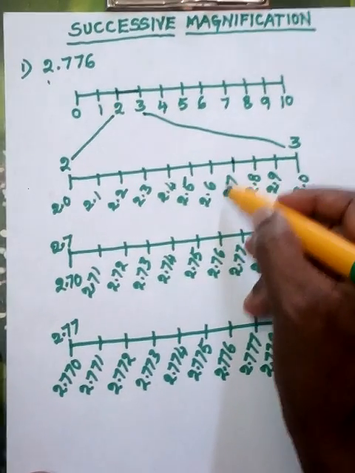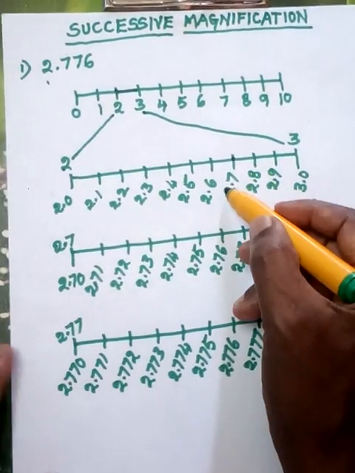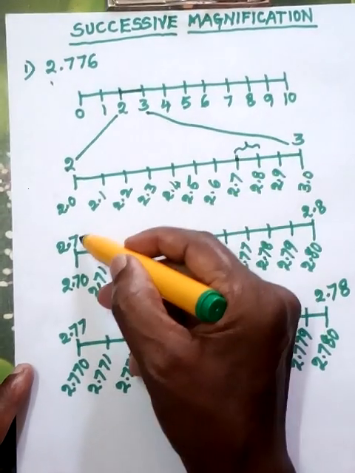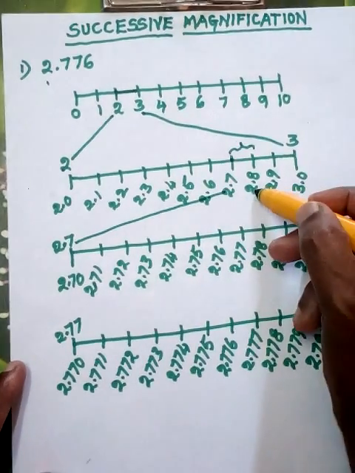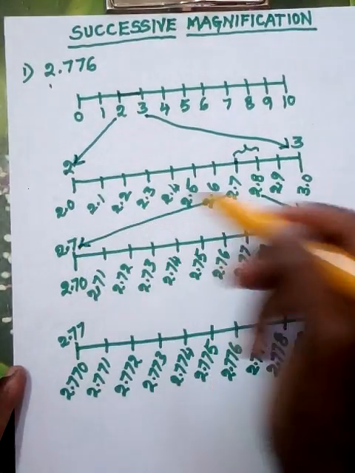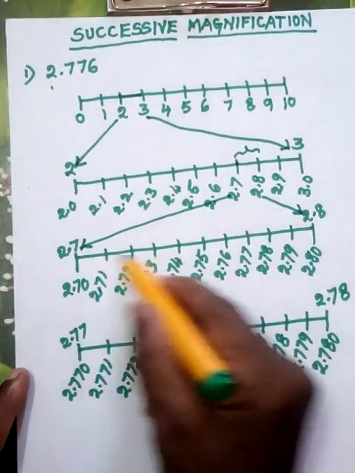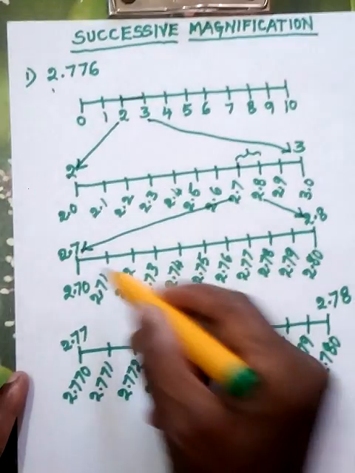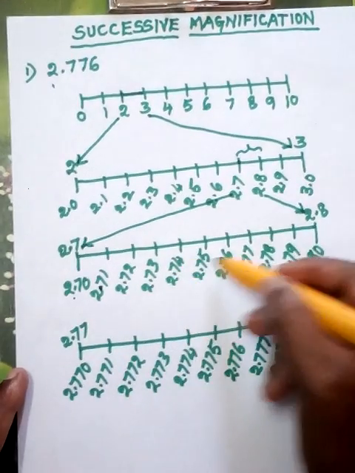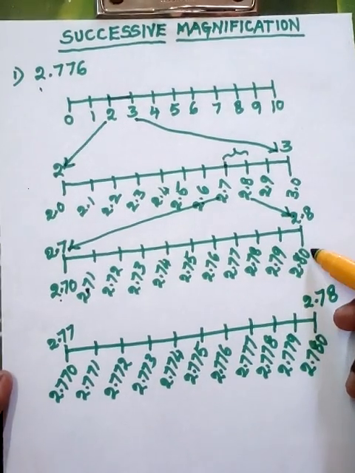So 2.776 lies between 2.7 and 2.8, therefore we have to zoom in on this 2.7 to 2.8. Zooming in like this is also called magnifying. We magnified 2.7 and 2.8, and again made 10 more parts. 2.7 is called 2.70. The next numbers are 2.71, 2.72, 2.73 etc. The last one, 2.8, is otherwise called 2.80.